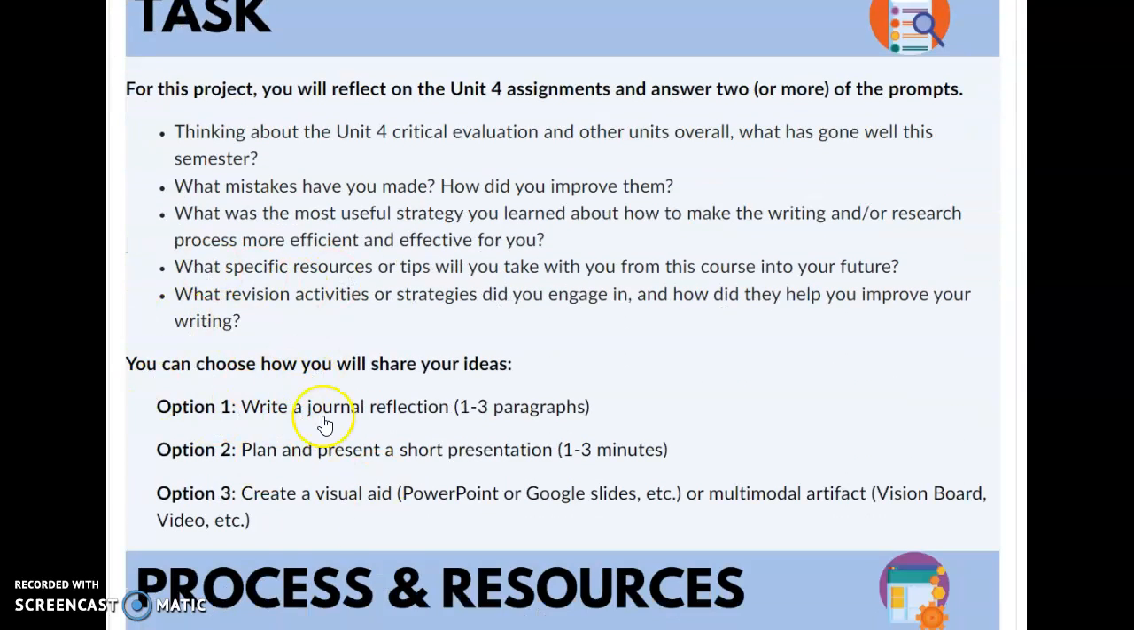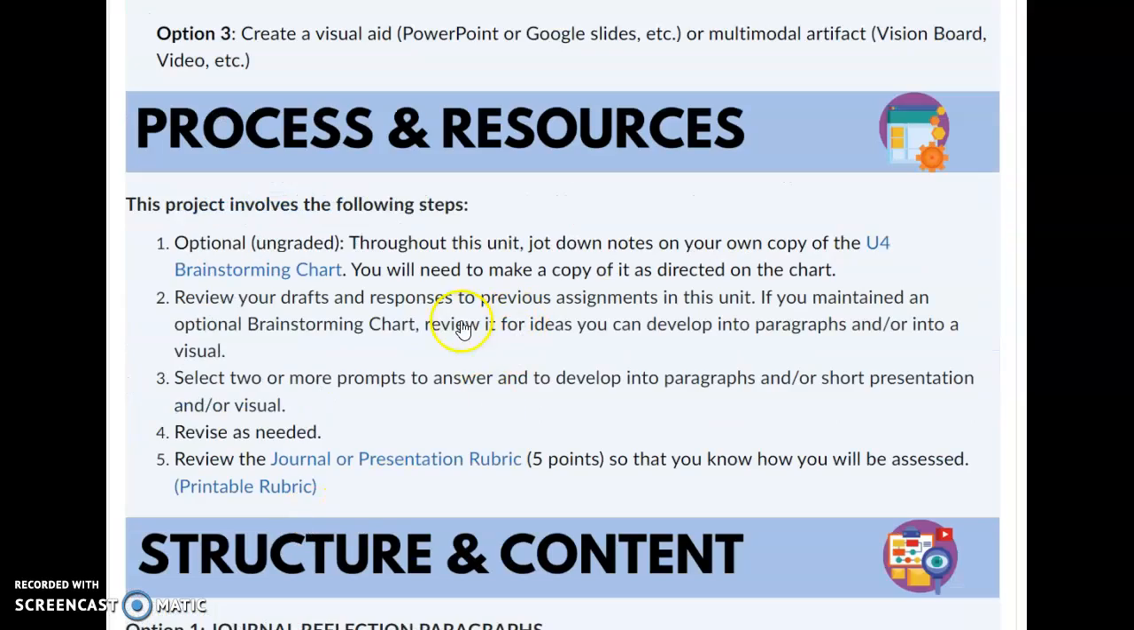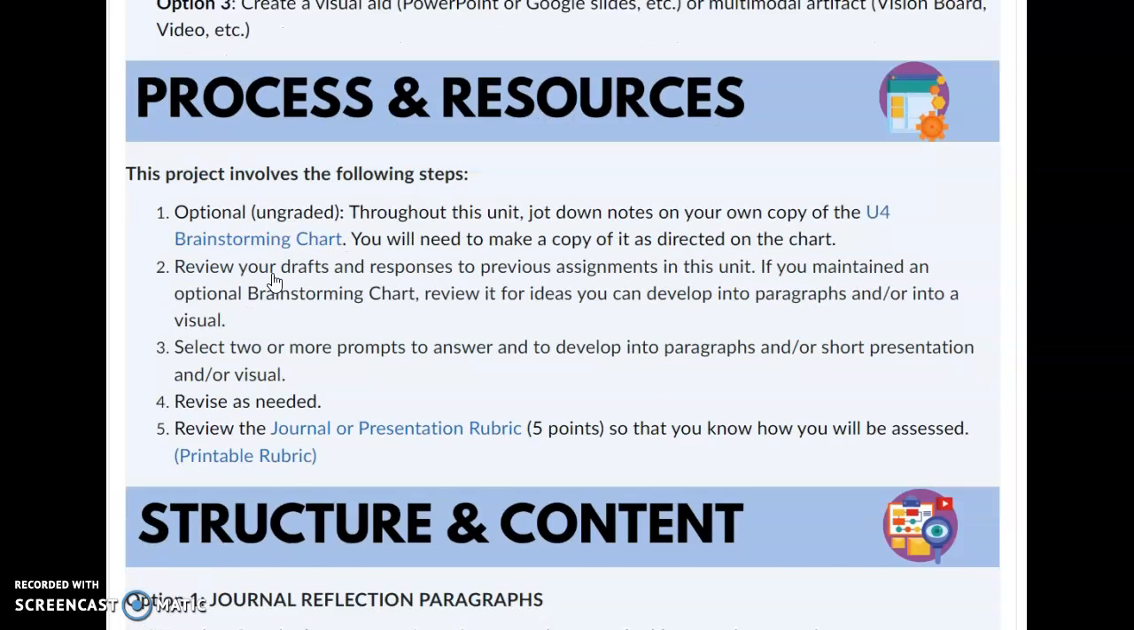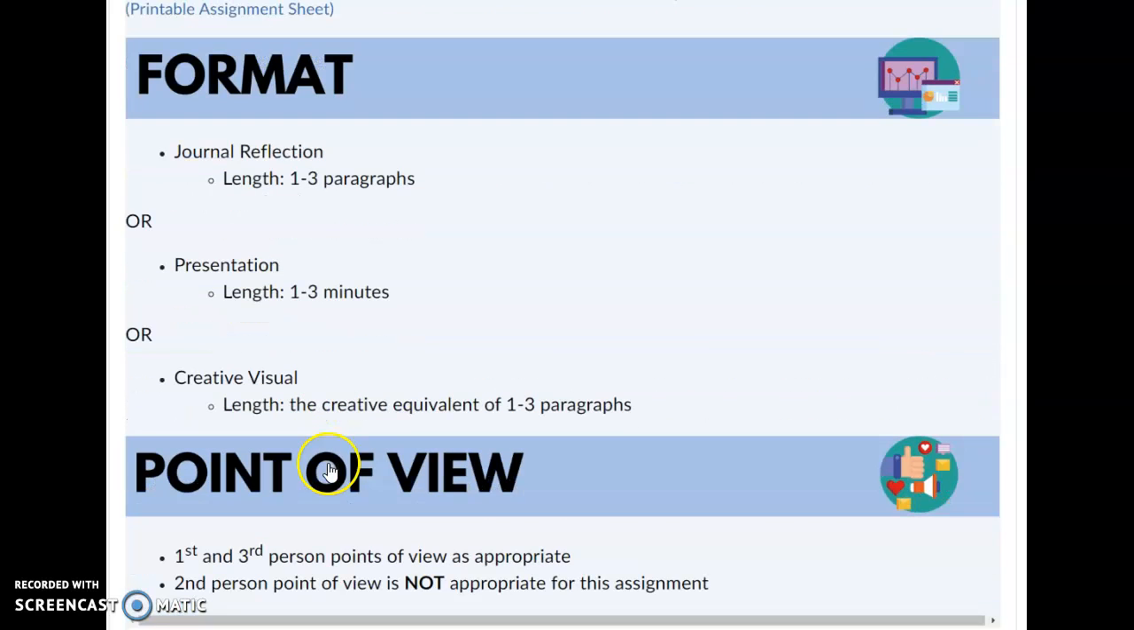As always, you have these three options. There is a brainstorming chart available if you've been using those. Again, if you have, another great resource that you could talk about is why you always use the brainstorming chart. So maybe I'm going to plan to always brainstorm before I write a journal or reflection. That's a great example of a tip that you might include in the reflection in this journal itself. And then, as always, you've got a description of the three options.